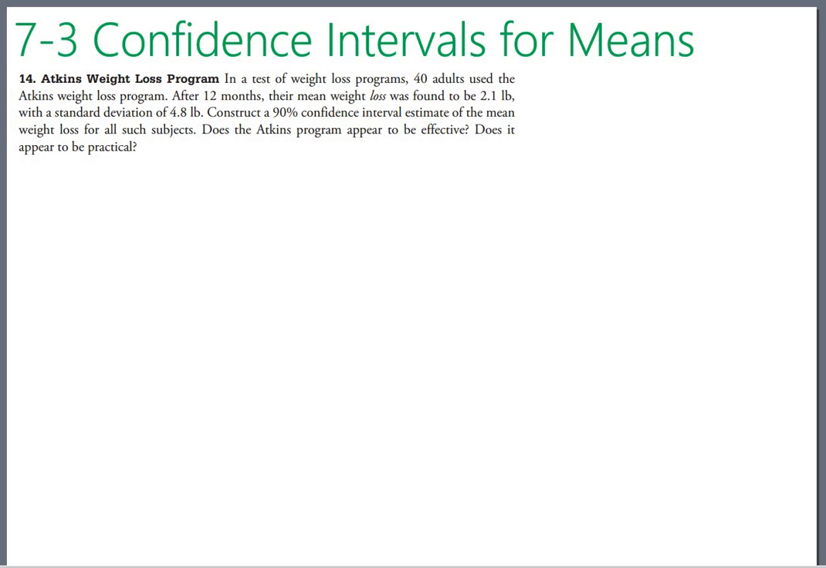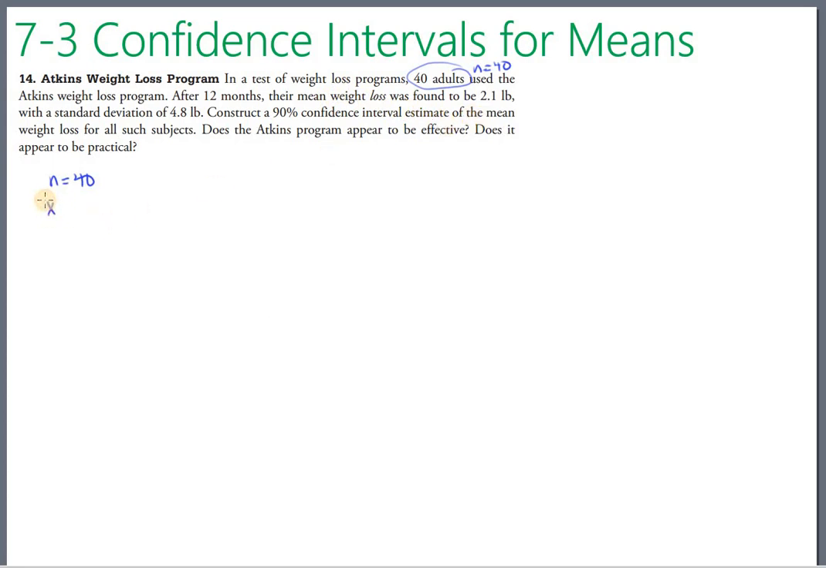This is a pretty straightforward confidence interval question. They say in a test of a weight loss program, 40 adults. So already your little bell should be ringing, and you should say 40 sounds like a sample size. So I'm picking that out. Let's just jot it down here. I've got the sample size, n equals 40. After 12 months, there's a number, but it's not one of the numbers we need. Their mean weight loss was found to be 2.1.